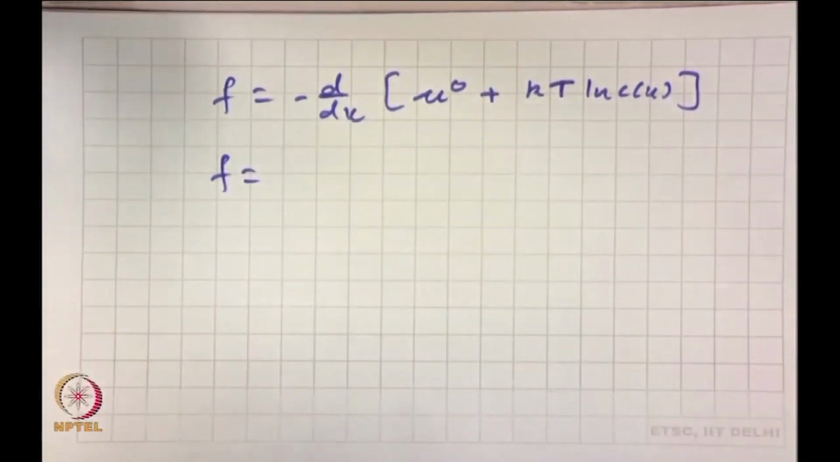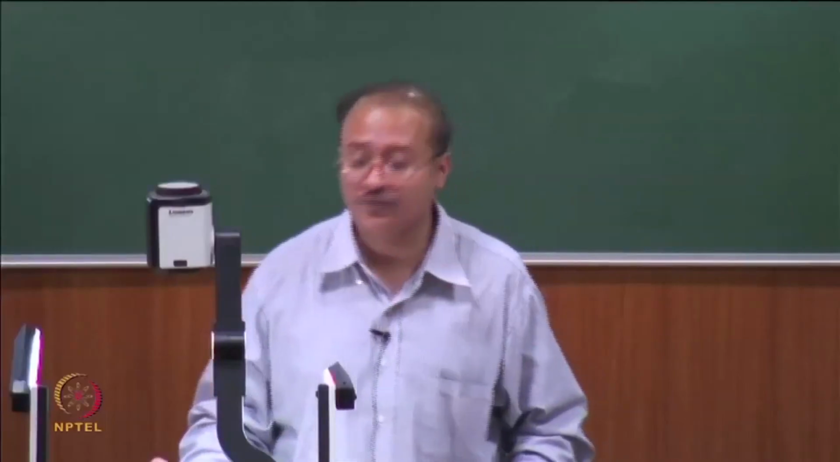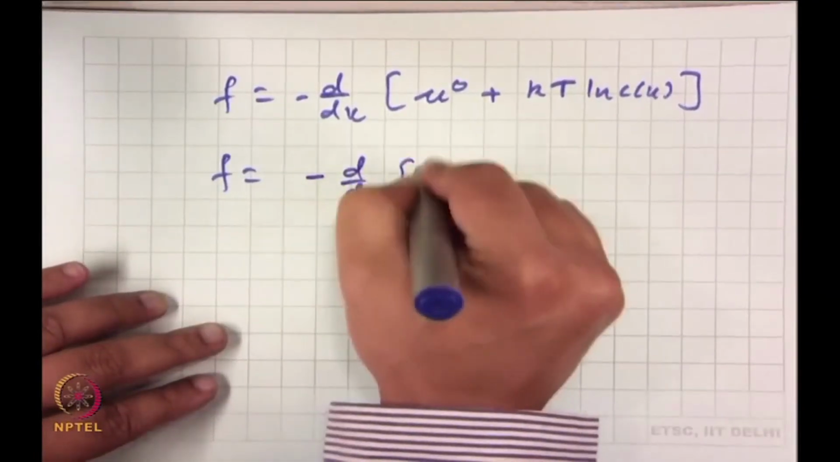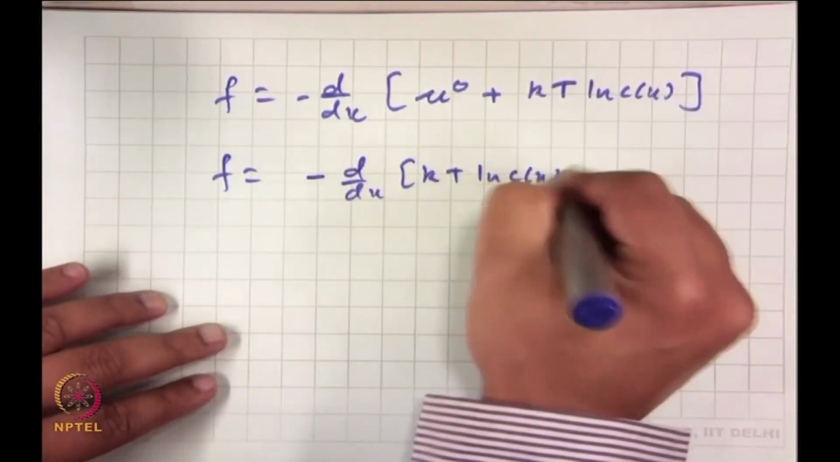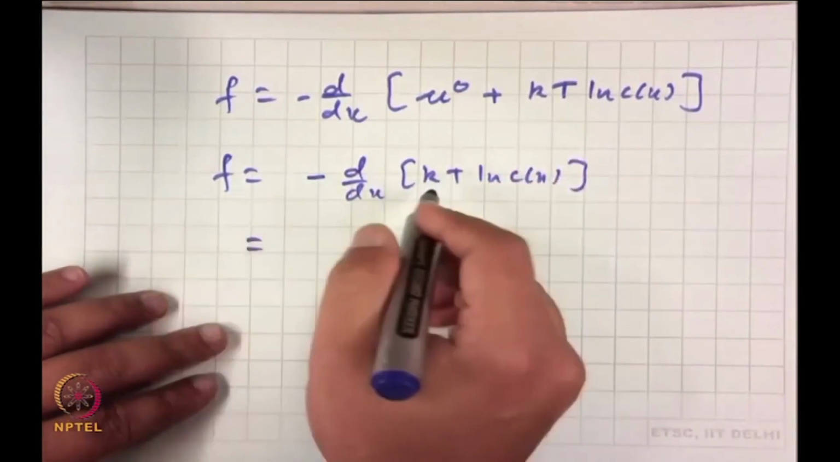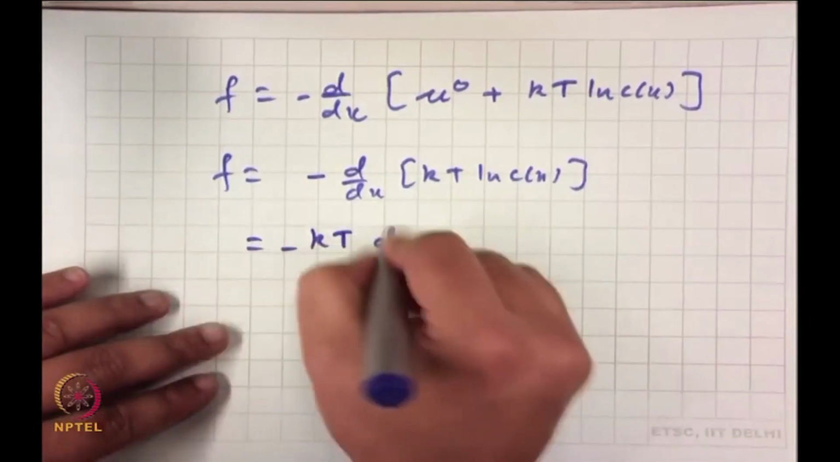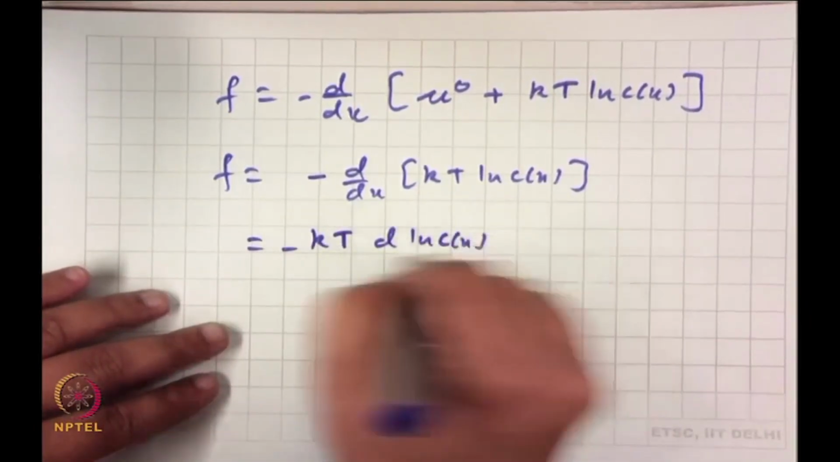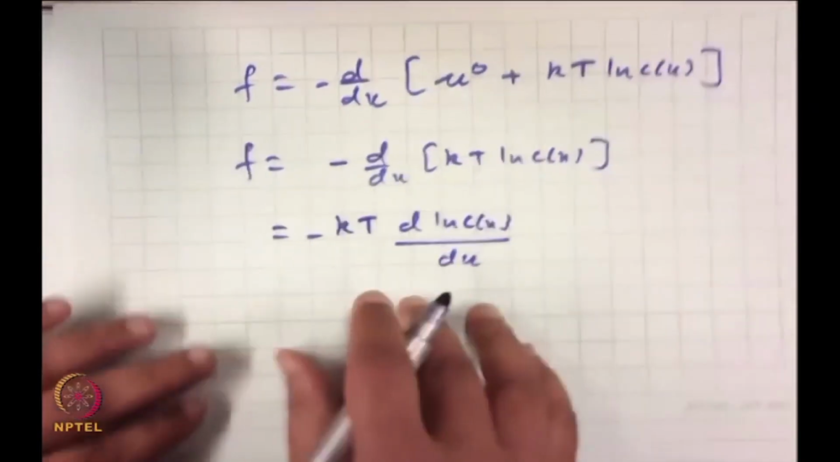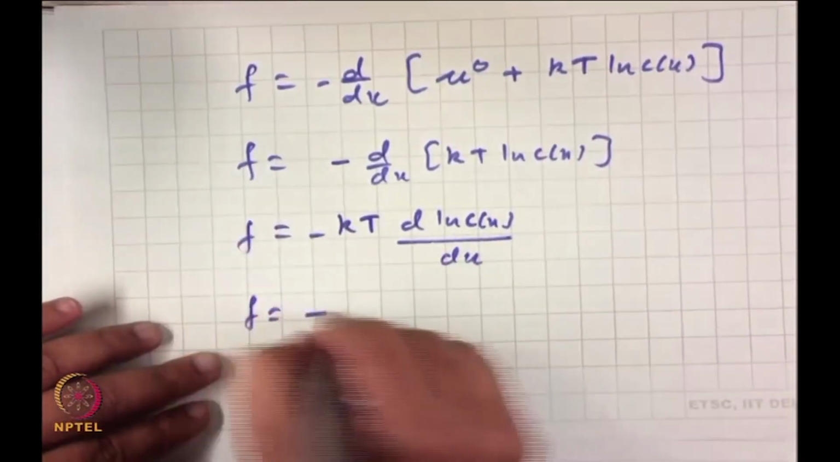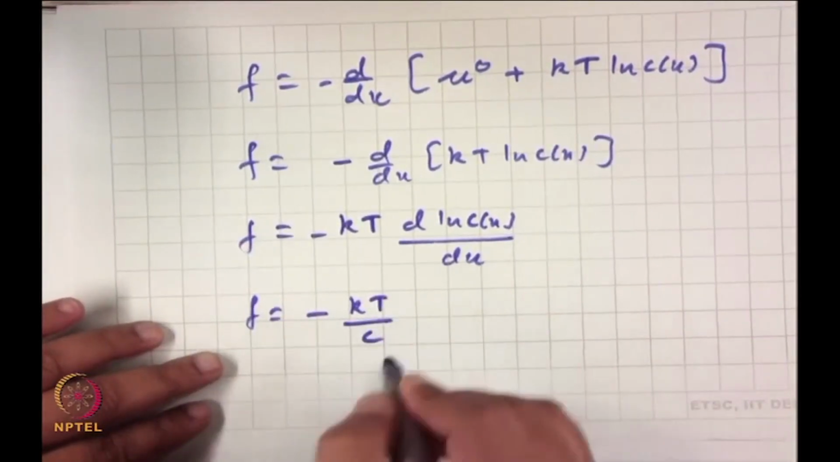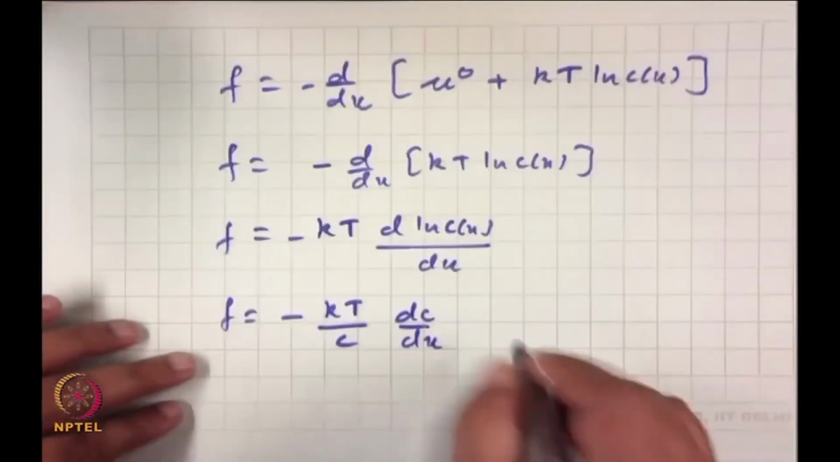What happens to the first term? Right. So, mu naught is a constant. So, the first term essentially is 0. So, what are you left with? What you are left with is minus d/dx of kT ln C(x). So, this I can write as kT, I take out, and then I can write d natural log of C over dx, and see whether I can simplify this further as minus kT over C dC over dx.